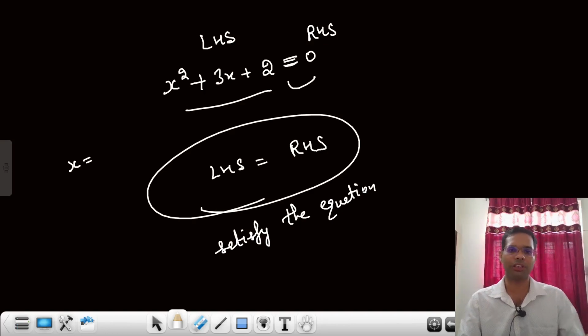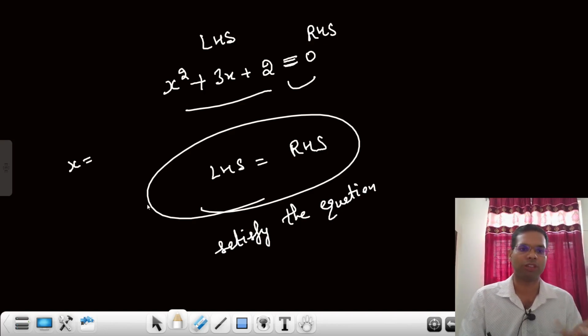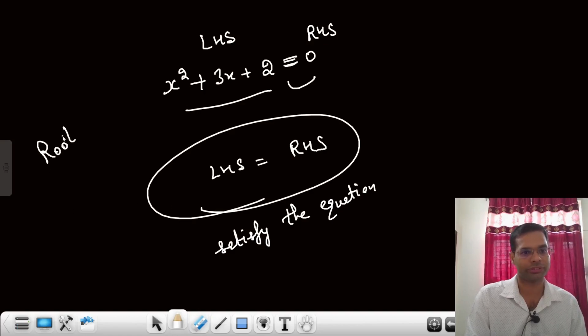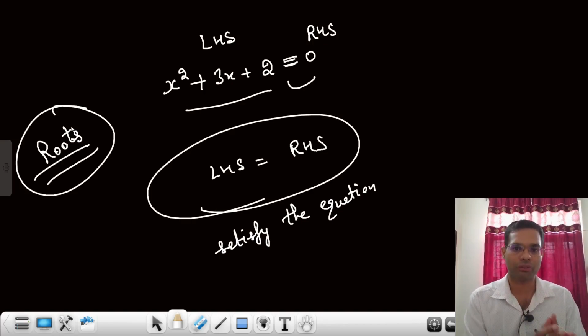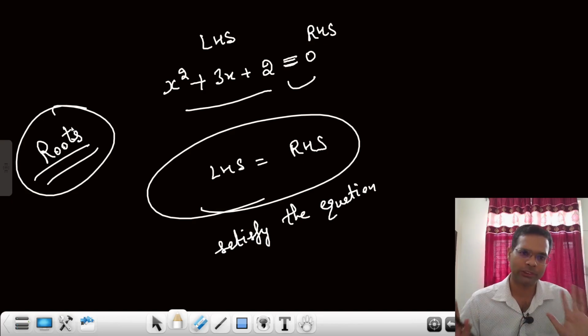So how many x are possible? And will we still call it a zero? No, it will not be called zeros. We'll call it roots. So roots are those values of x which you put in the equation and the left hand side becomes equal to the right hand side. So how many roots can we have, at max two only? No. In an equation, if the degree is 2, we can have 2 roots.